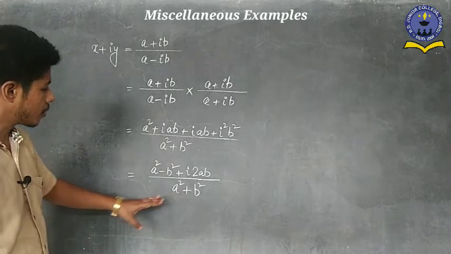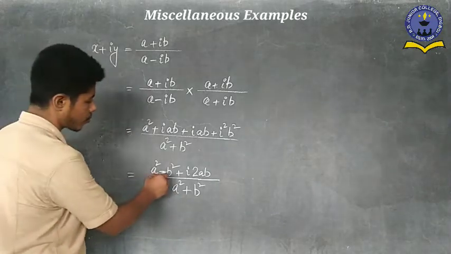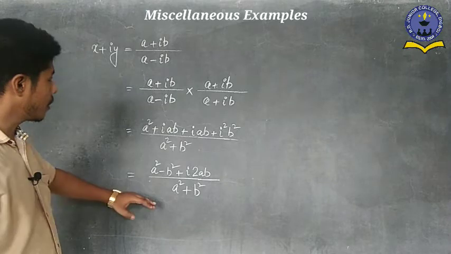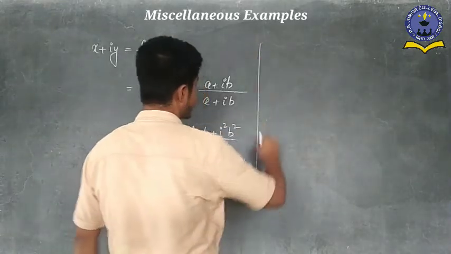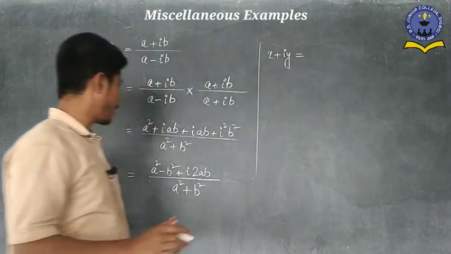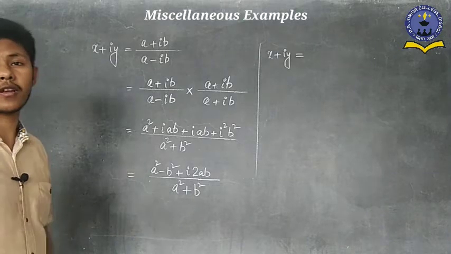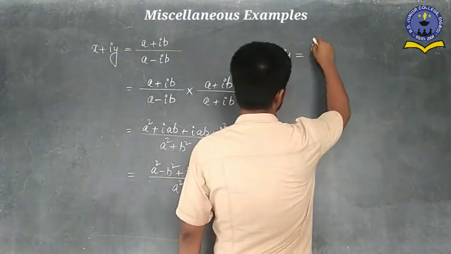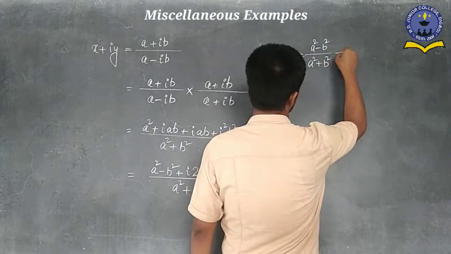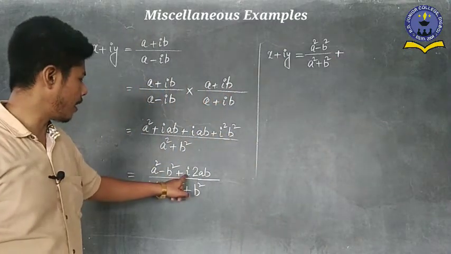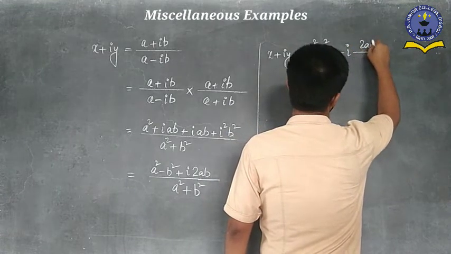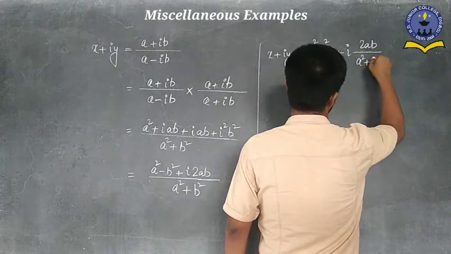Now if we convert this into real and imaginary parts, a square minus b square we consider the real part, and this one is twice ab. We have to separate this. The left hand side is x plus iy, and on the right hand side we write a square minus b square divided by a square plus b square, plus i into twice ab divided by a square plus b square.